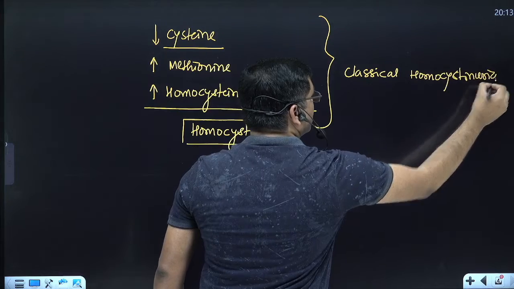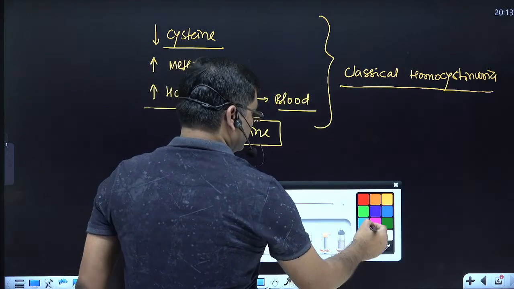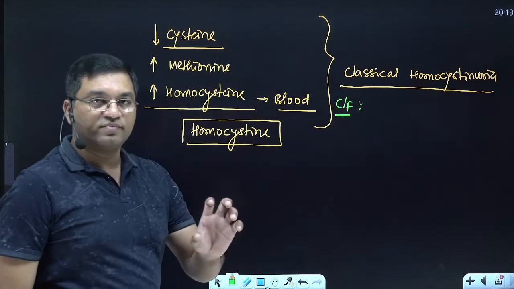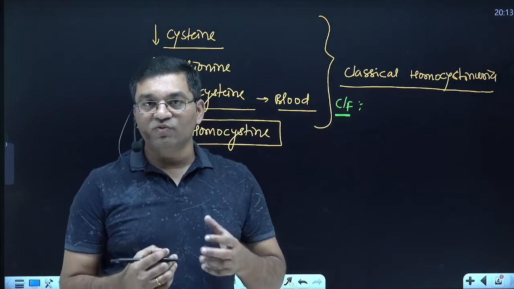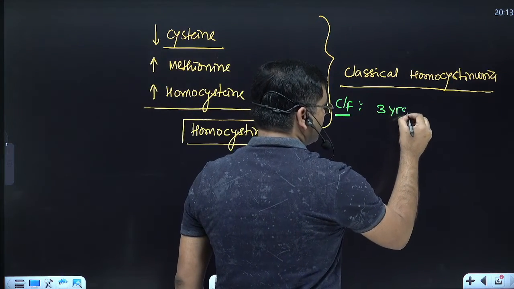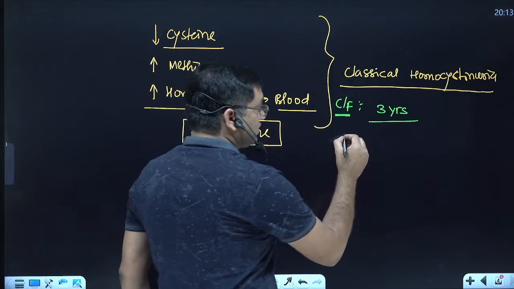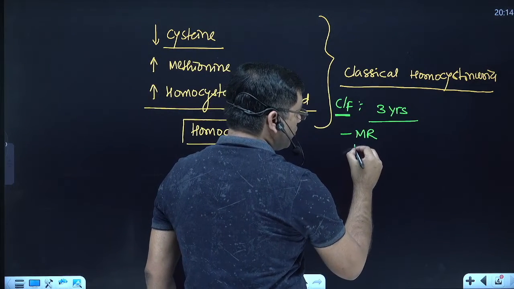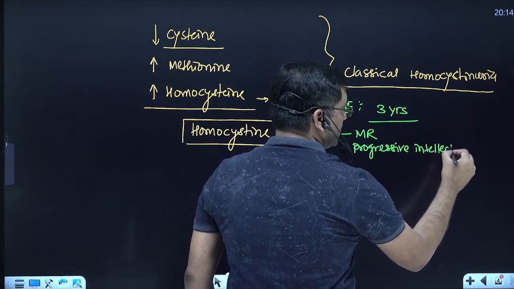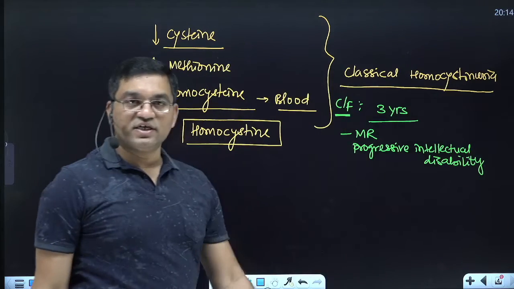Now what are the clinical features of classical homocystinuria? The neonate or infant is normal at birth, and symptoms develop over a period of time, mainly at the age of 3 years. What are the main symptoms? There is mental retardation, in the form of progressive intellectual disability.